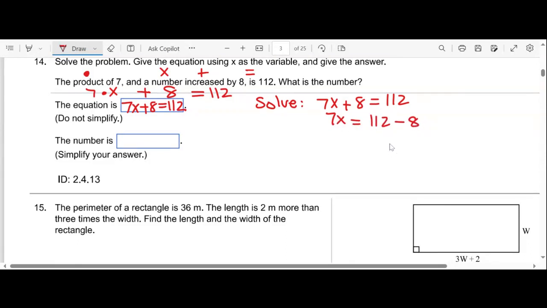Move the 8 to the other side, it becomes minus. So how much is this? 104. x equals how much? 14.85.